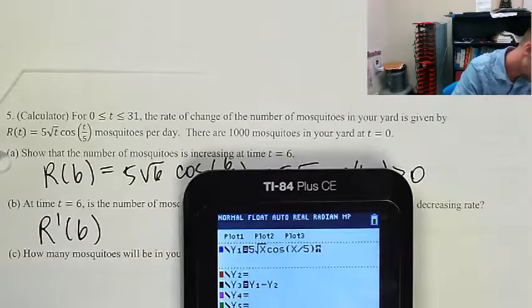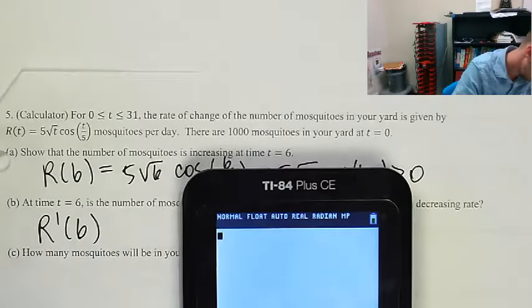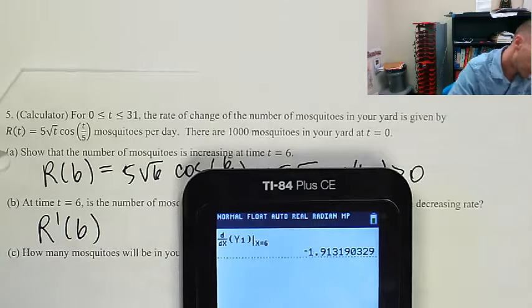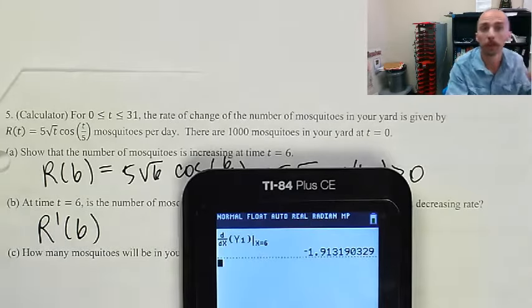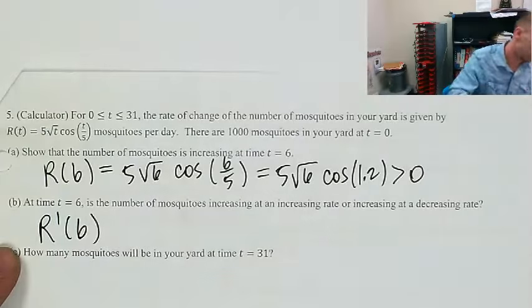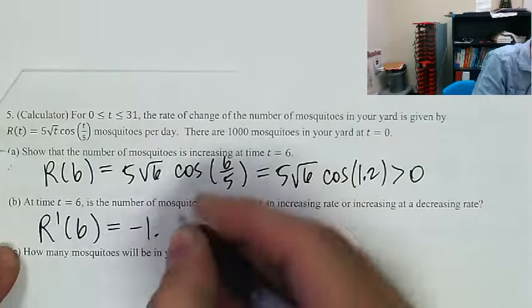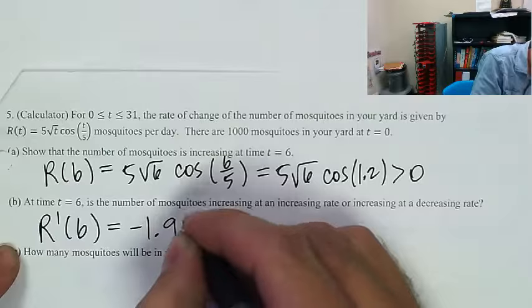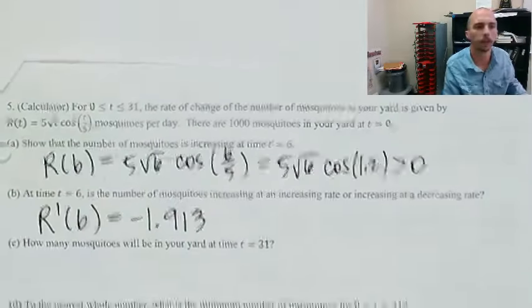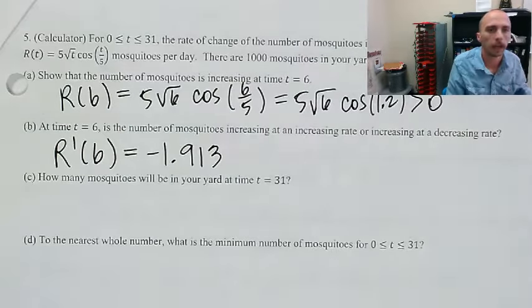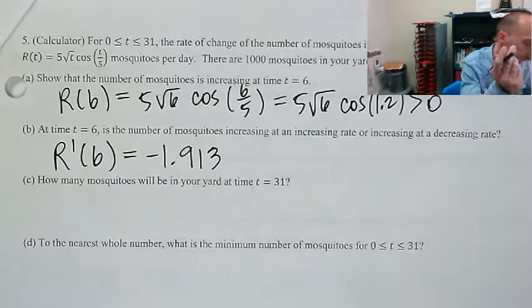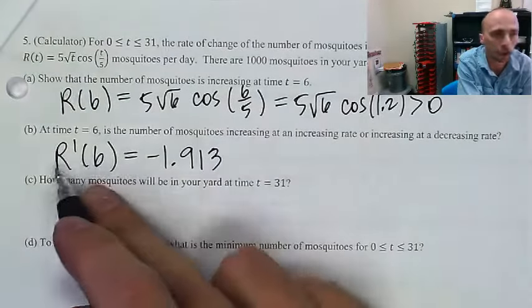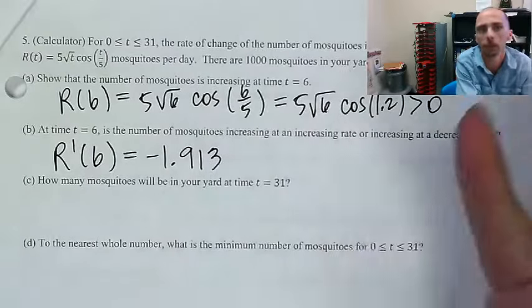Okay. Then let's see, math 8 to get the derivative with respect to time of y1 at t equals 6: negative 1.913. And so it's increasing at a decreasing rate, because R is the rate and R's derivative is negative. So, okay.